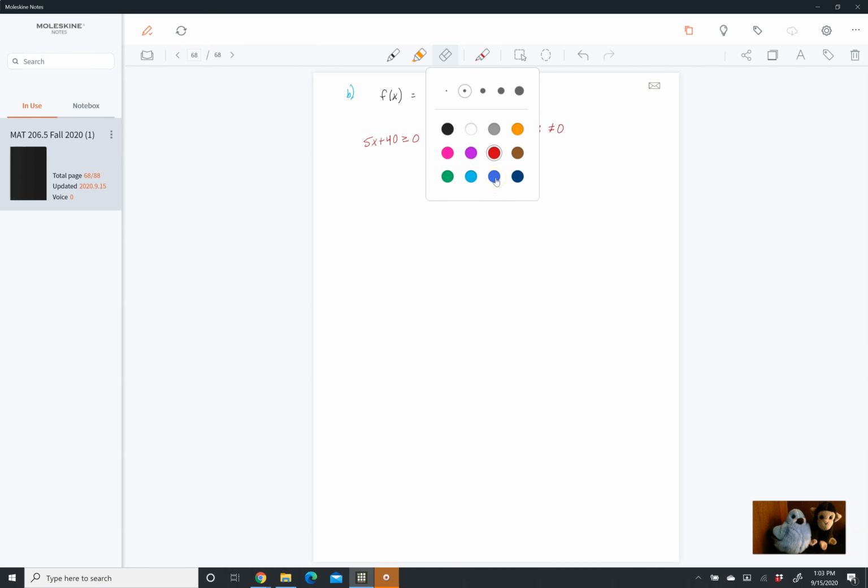So let's go through our inequalities. We subtract 40 from both sides. I got ahead of myself. 5x is greater than or equal to negative 40. Divide both sides by 5, and we get x is greater than or equal to negative 8. This is our first restriction. Second restriction.